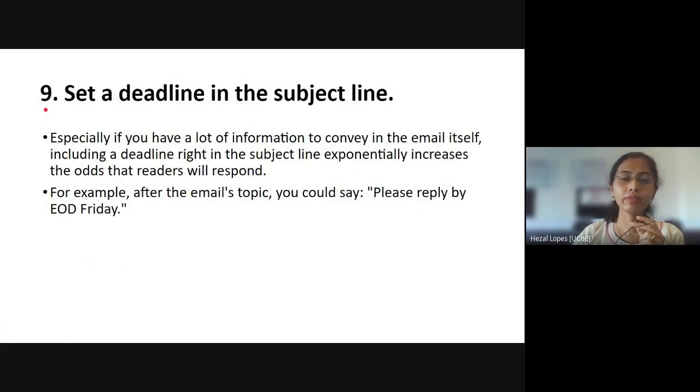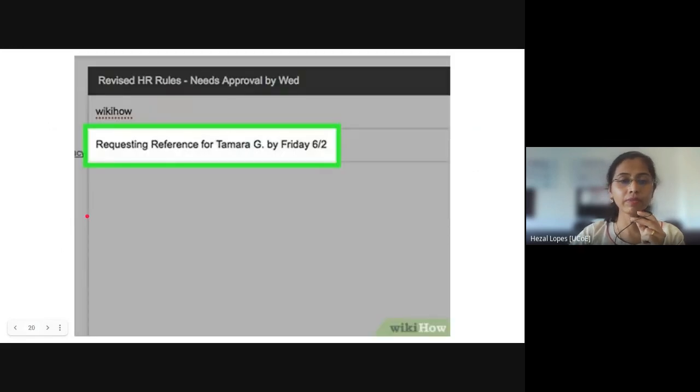Point number 9, set a deadline in the subject line. Especially if you have a lot of information to convey in the email itself, including a deadline right in the subject line exponentially increases the odds that readers will respond. So if you want my recipient to send me a report immediately, then you can mention the deadline also. For example, after the email's topic, you could say, "please reply by end of day Friday." I have taken an example here.